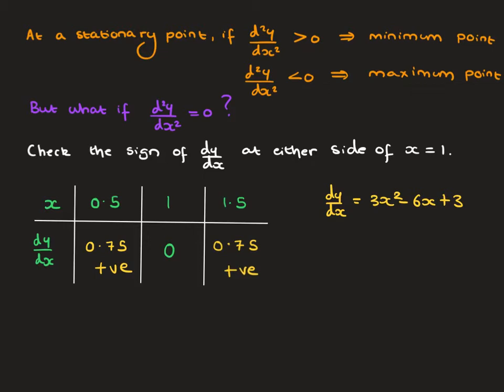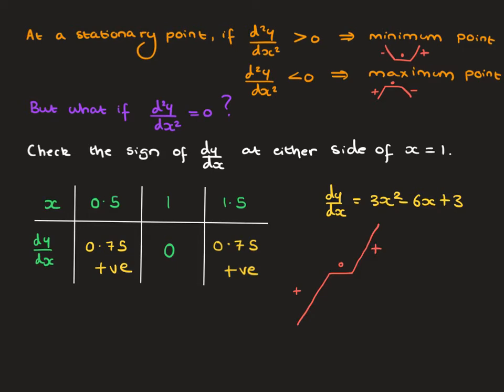So this does not fit into the pattern that we would expect for a minimum point, where we would expect a negative gradient, a 0 gradient, and then a positive gradient. And it doesn't fit into the pattern for a maximum point either, where we'd have a positive gradient, a 0 gradient at the stationary point, and then a negative gradient. We have something that looks like this. We have, first of all, a positive gradient, then we have a 0 gradient at the stationary point, and then we have a positive gradient again.